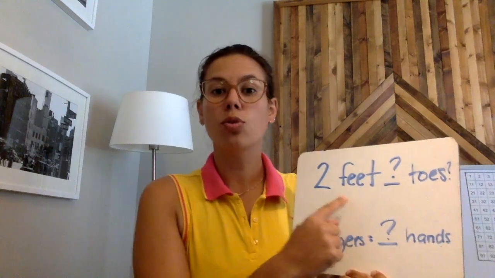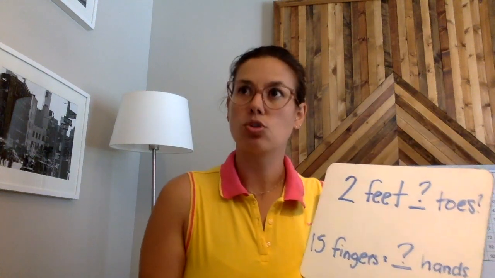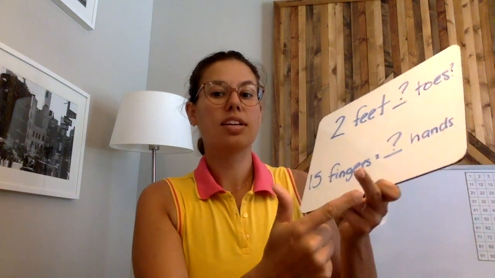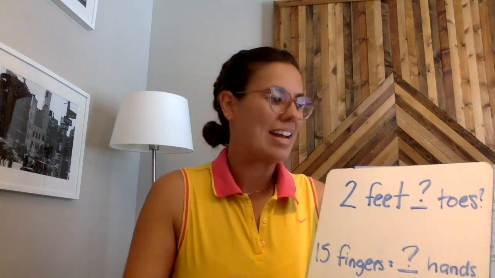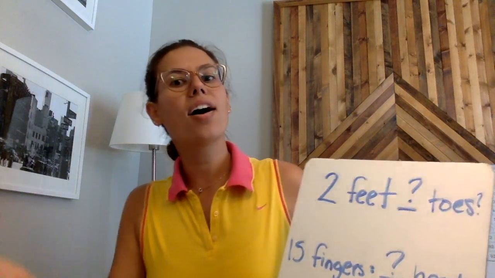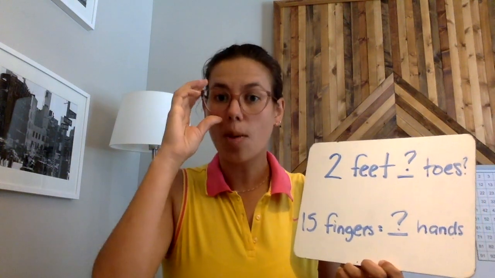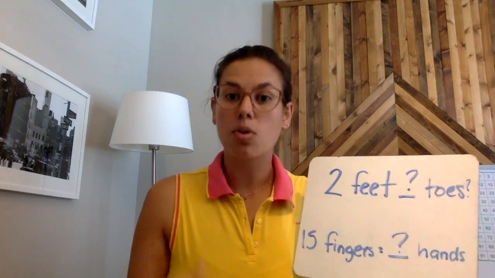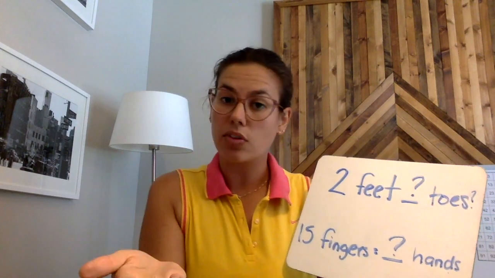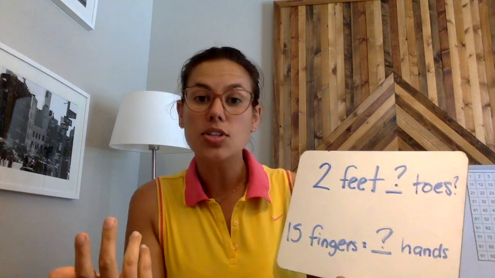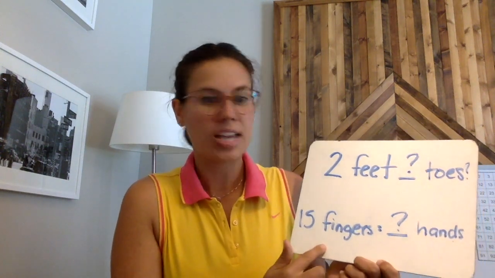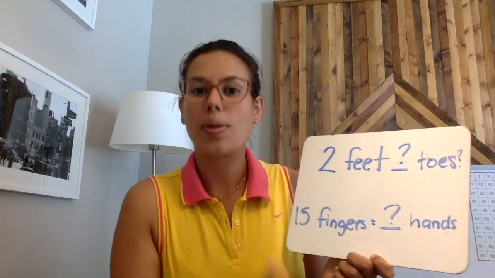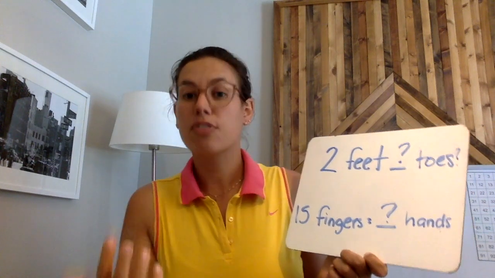So on 2 feet, how many toes are there? So 2 feet, that would be 1, 2, and that would be 5 toes, 10 toes. So I would have 10 toes. The other type of question you're going to see is the exact opposite. Instead of giving you the number of feet or hands and you having to figure out how many toes or fingers there are, the question is going to tell you how many fingers or toes, and you're going to count how many hands or how many feet.